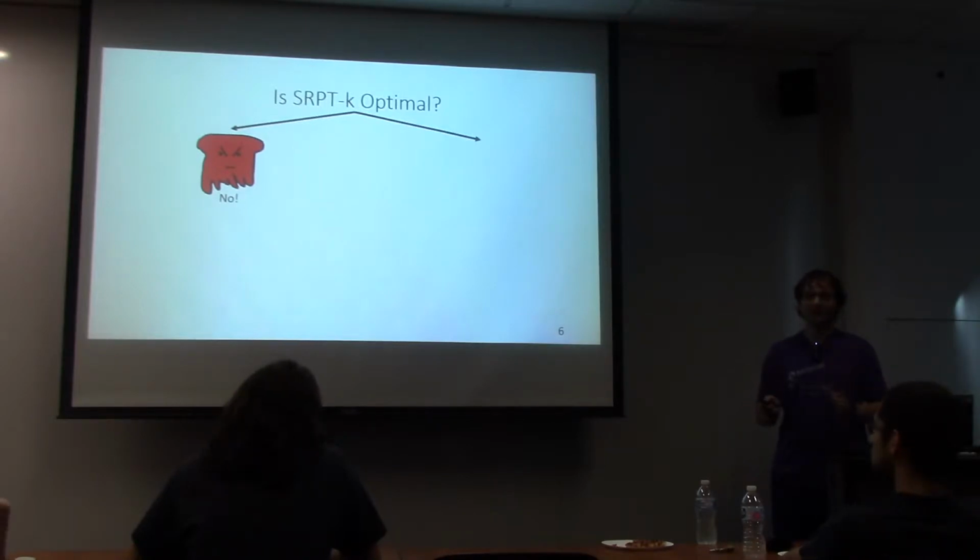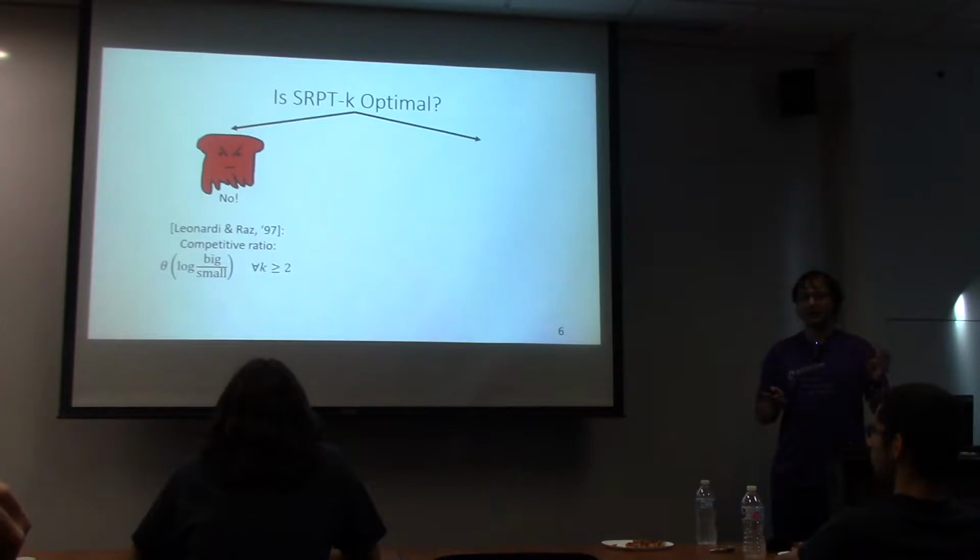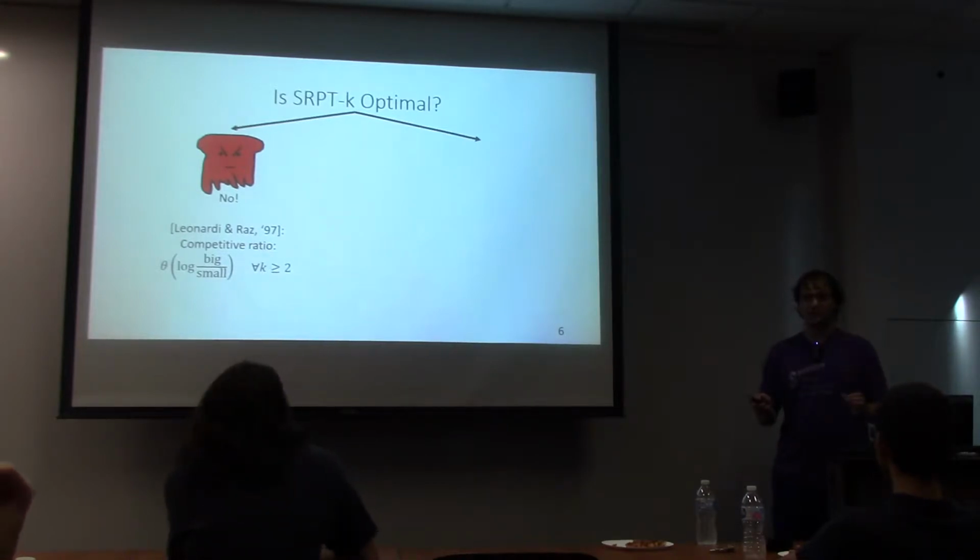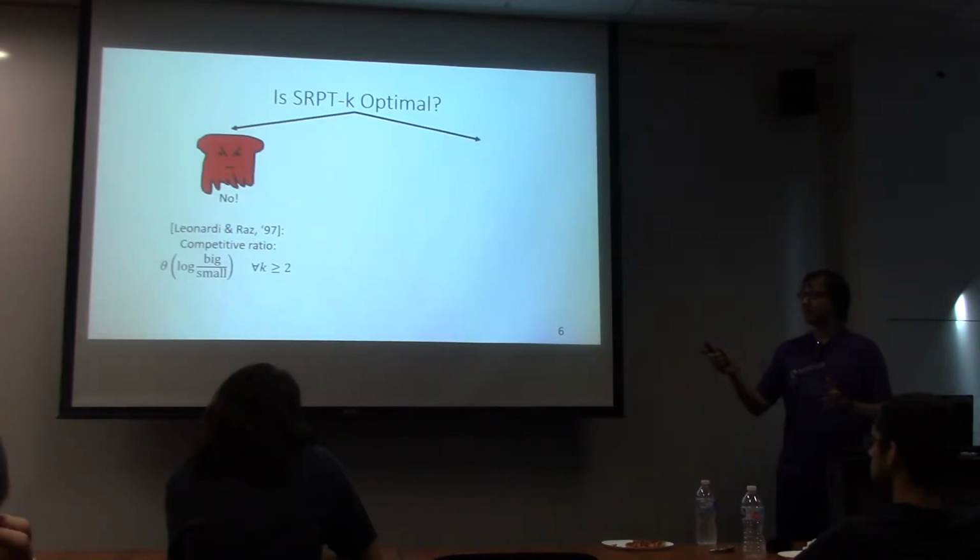SRPT-k is not optimal. In particular, there's a paper by Leonardi and Raz from 1997, and it shows that the competitive ratio between SRPT-k and an optimal offline algorithm can be as much as the logarithm of the ratio between the biggest and smallest jobs. Now, if you think about that in the setting of a real system, you could have one job that takes on the order of nanoseconds to complete, and another job that takes days. Those are both pretty realistic to show up in the same system. And because this is actually a log base 2, once you pull all the constants out, that's actually 50 factors of 2 apart. So we could have a competitive ratio as bad as 50.